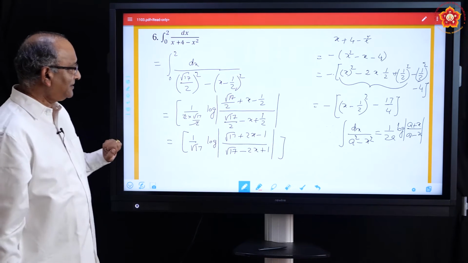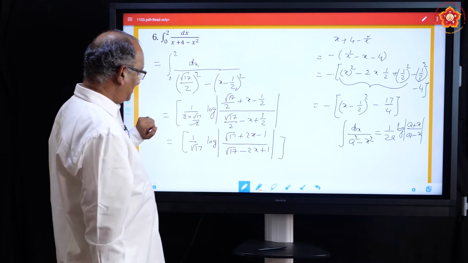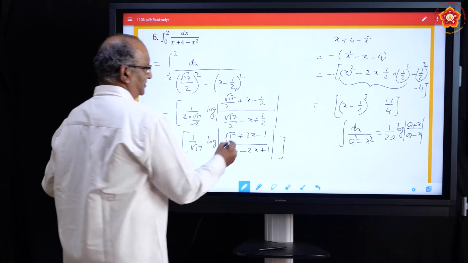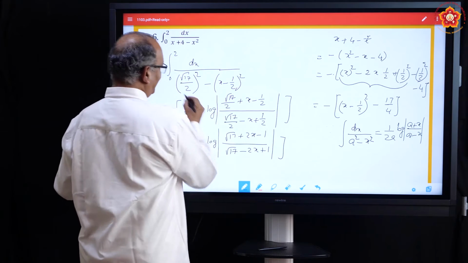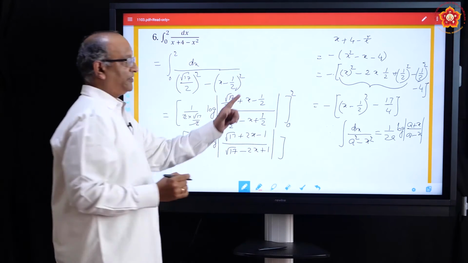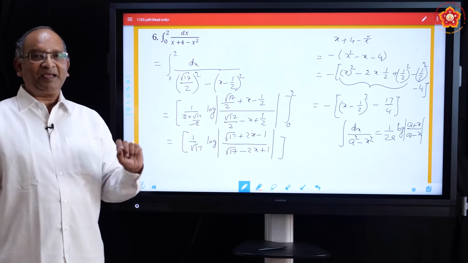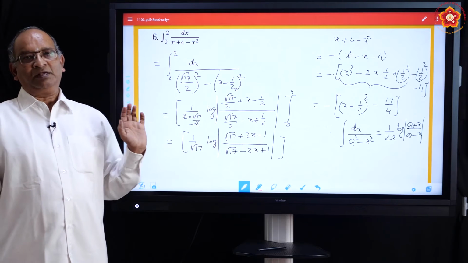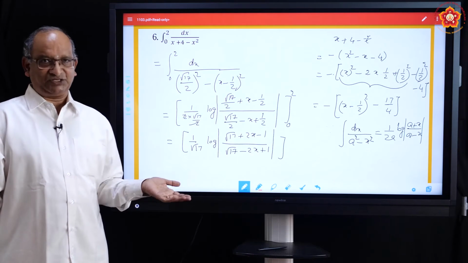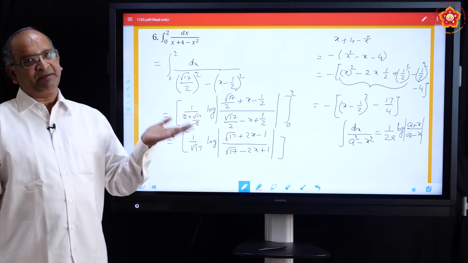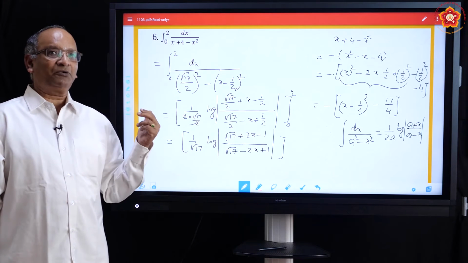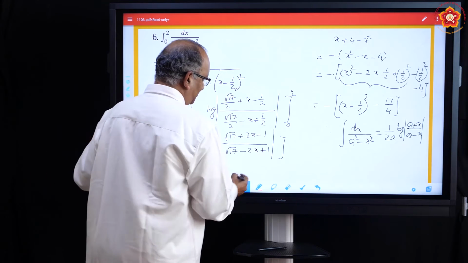Why this is the answer? Because we have, yes, one small thing we have missed. What is that small thing we have missed? We have missed the limits. What are the limits? 0 to 2. Remember, in this particular problem, we did not make any substitution. Since we have not made any substitution, limits have not changed. Whenever we make a substitution, limits will change. Here we have not made any substitution, so limits have not changed. But we have to substitute the limits.